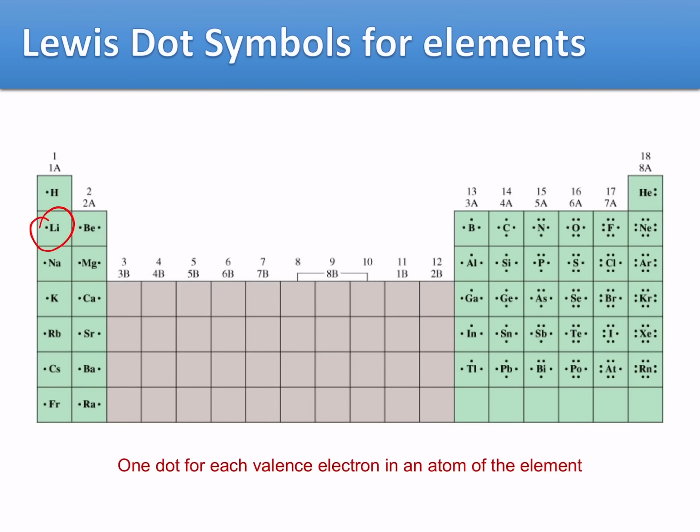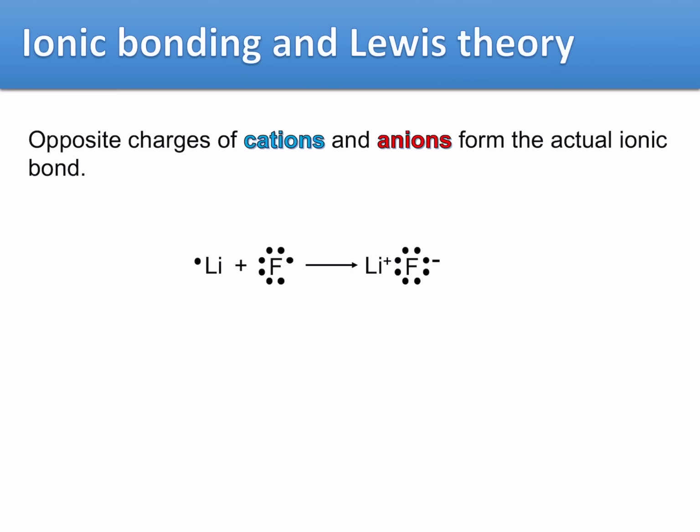So lithium, sodium, potassium has just one valence electron. That's just going to be one dot around the symbol. The noble gases, here neon, 8 electrons, 8 dots around the element symbol. So these are the dot symbols for each one of those elements, and those are useful because now we can explain how the bond forms.